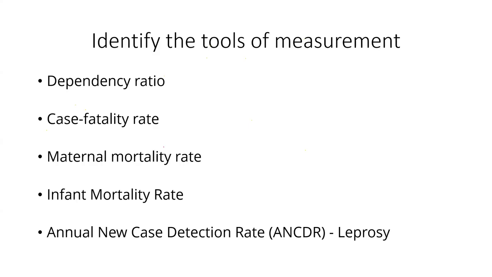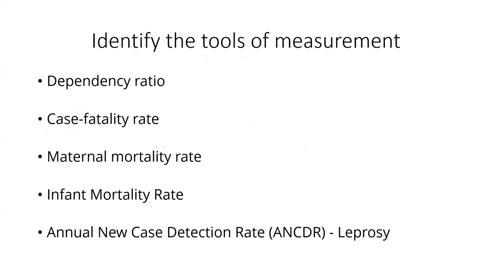Tools of measurement: when you are asked about tools of measurement, it's rate, ratio, proportion. These are measures of either morbidity or mortality, and the tools of measurement are used to calculate the frequencies, like dependency ratio, case fatality rate. So it can be either a rate, ratio, or proportion.